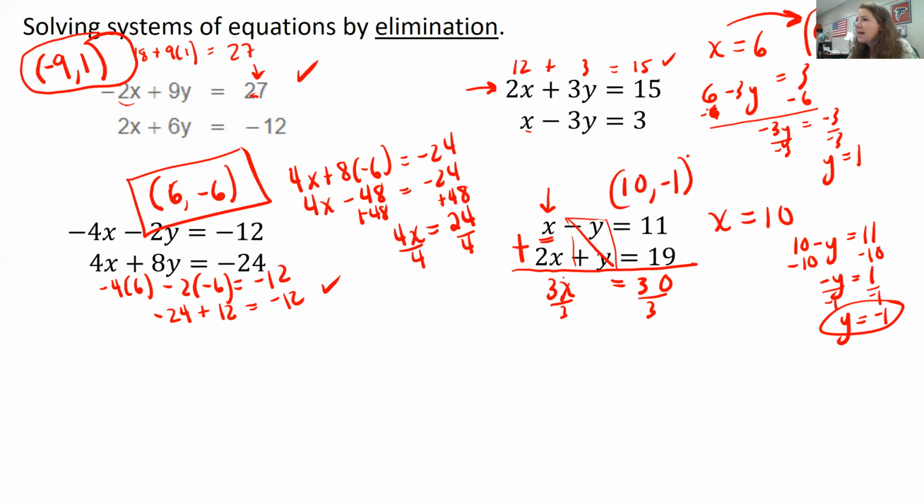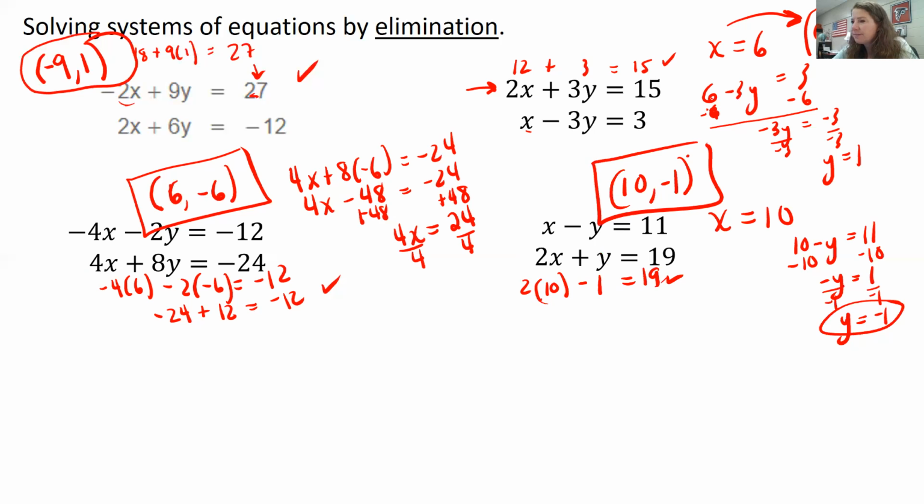Let's see if it's right. I'm going to plug it in. Let me plug those values into the second equation. So 2 times 10 is 20, minus 1 equals 19. Does 20 minus 1 equal 19? Yep. So I know my answer is right.